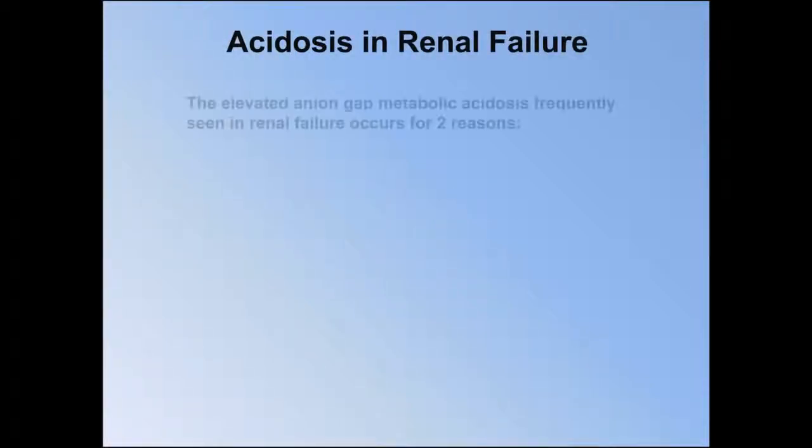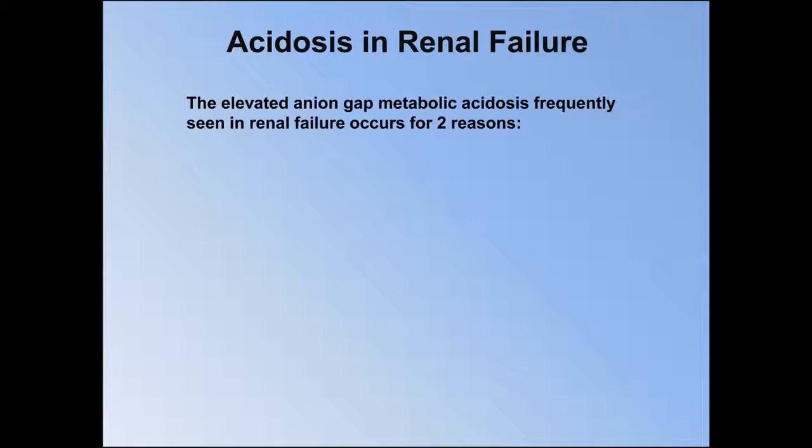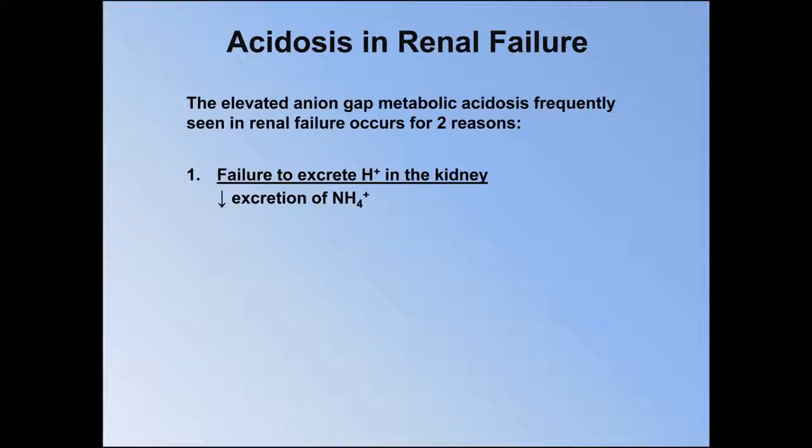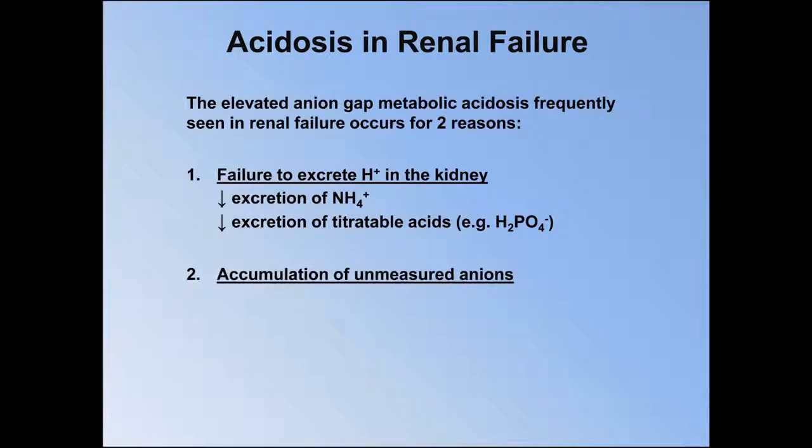The elevated anion gap metabolic acidosis frequently seen in renal failure occurs for two reasons. First, there is a failure to excrete hydrogen ions in the kidney. This is due to decreased excretion of ammonium ion and decreased excretion of titratable acids, predominantly phosphoric acid. The second reason is the accumulation of unmeasured anions. These include phosphate, sulfate, urate, and hippurate.